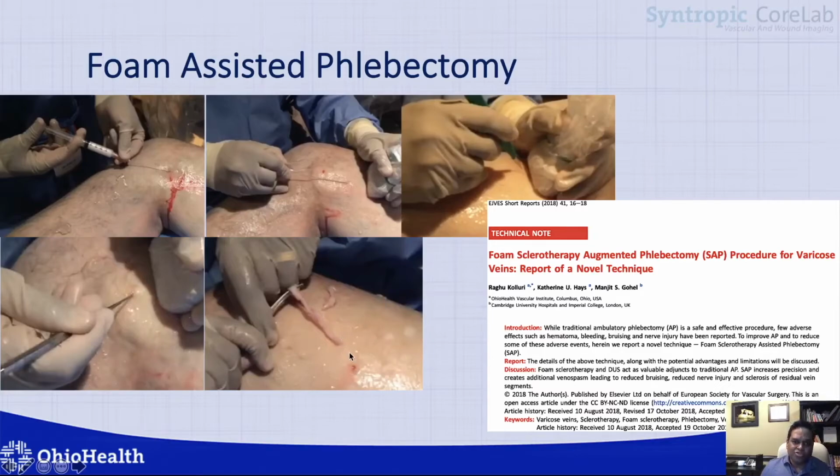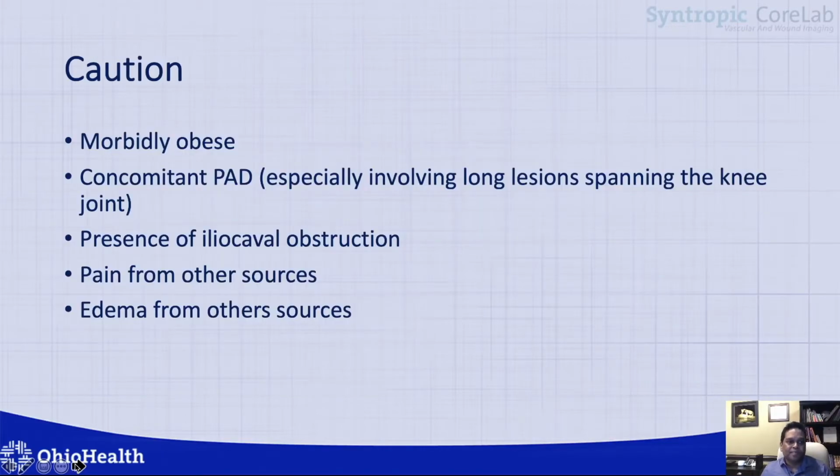And as you can see, most of these end up with blood loss of less than 5 cc's, since the vein is intensely spasmed with tumescence on the outside and foam on the inside. So when you look at all of these therapies, you have to pay attention to the patient as a whole. Regardless of what technique you pick, we have to make sure that the patients are not morbidly obese.